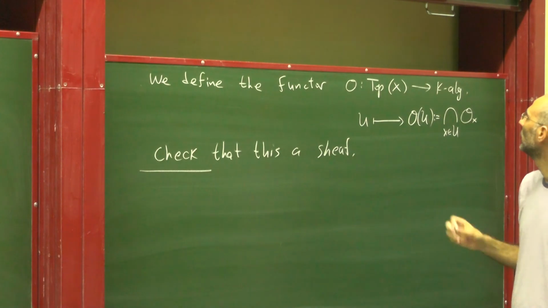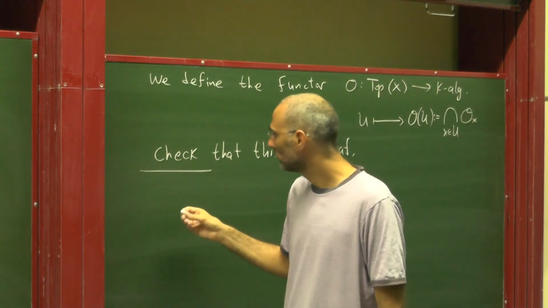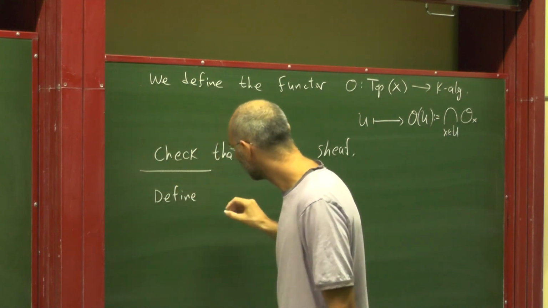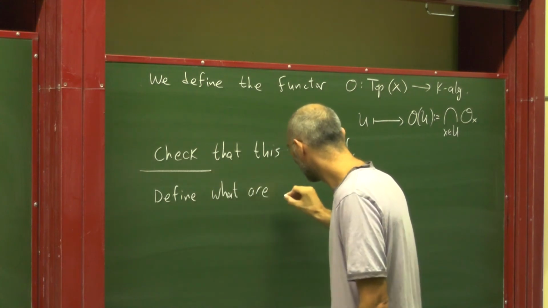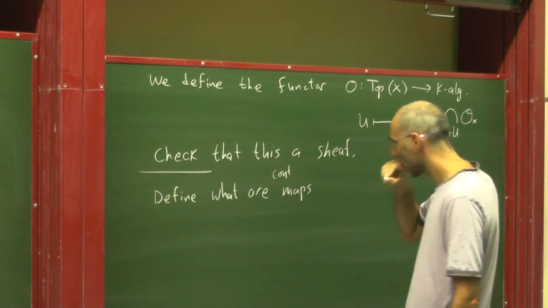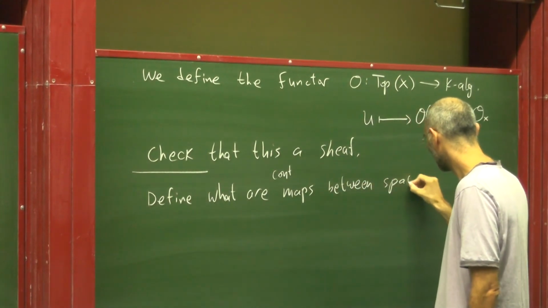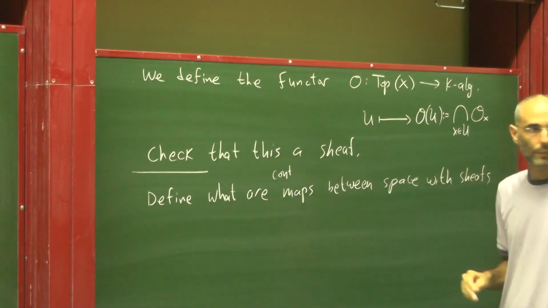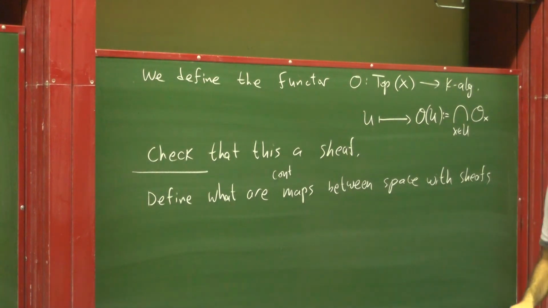Okay, and maybe I should have defined, shall I leave it for the break for you to define, what continuous maps between spaces with sheaves on them are? I will describe it in a minute, but I will not be super formal here.